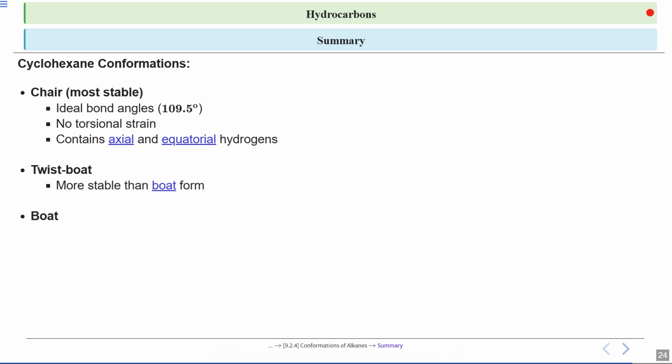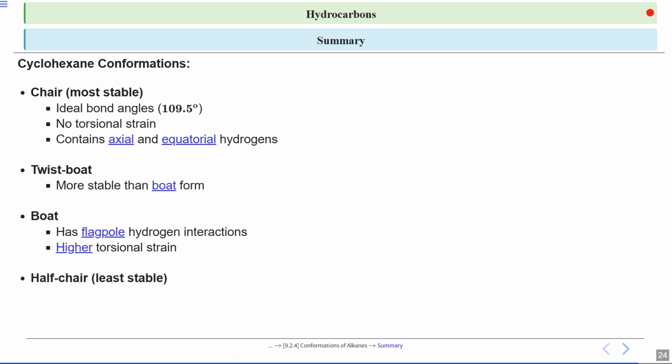Then we have the boat form. It has a flagpole hydrogen interaction. Basically, due to the very close approach of two hydrogens, it shows a steric strain, which is known as flagpole hydrogen repulsion. It also has higher torsional strain. And the last one is the half chair, which is the least stable one. This least stable one is the transition between the chair form and the twist boat form.